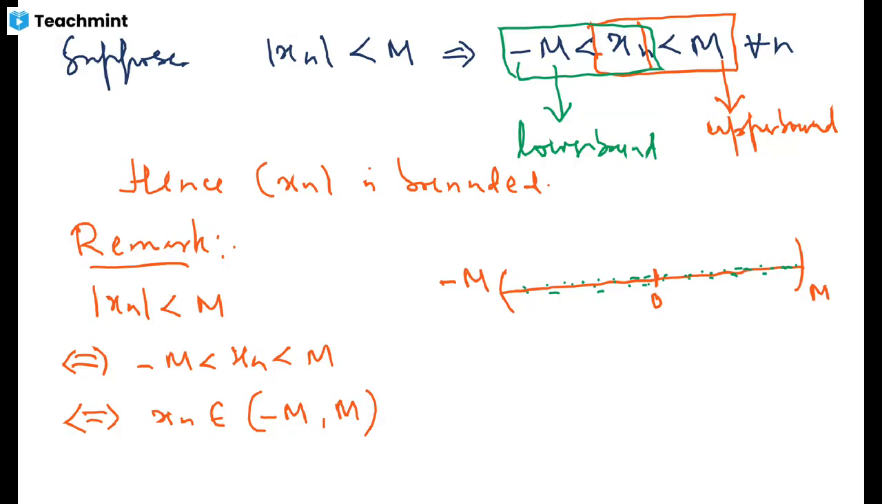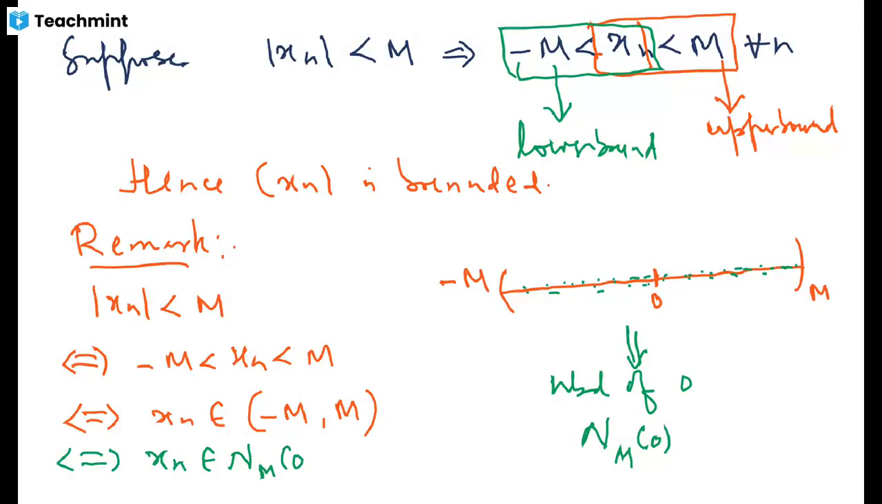And what is this interval? If you observe, you have equal distance to the left and right of zero, so this interval is a neighborhood of zero, and indeed it is a delta neighborhood, with delta equal to m. Notationally, it is N(m, 0). So in that case, you can say that each term of the sequence lies in some delta neighborhood of 0.